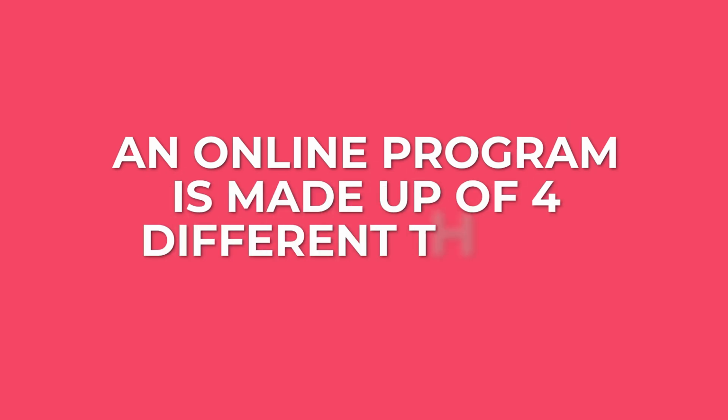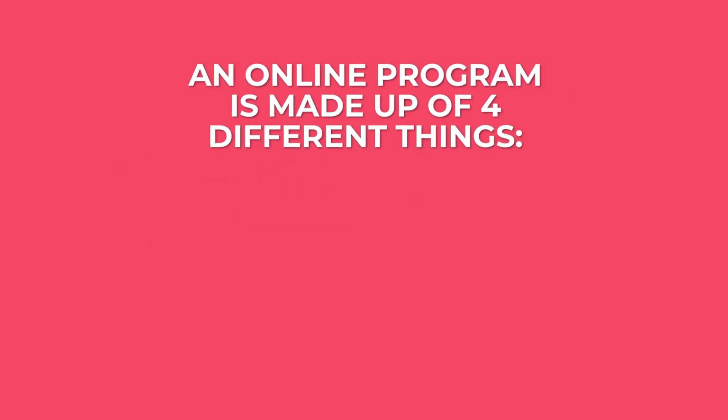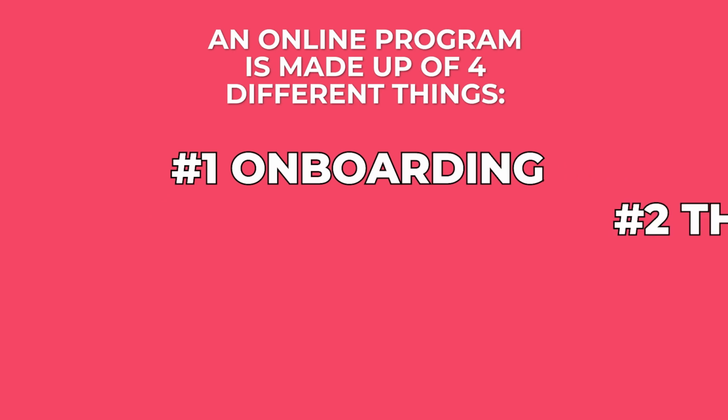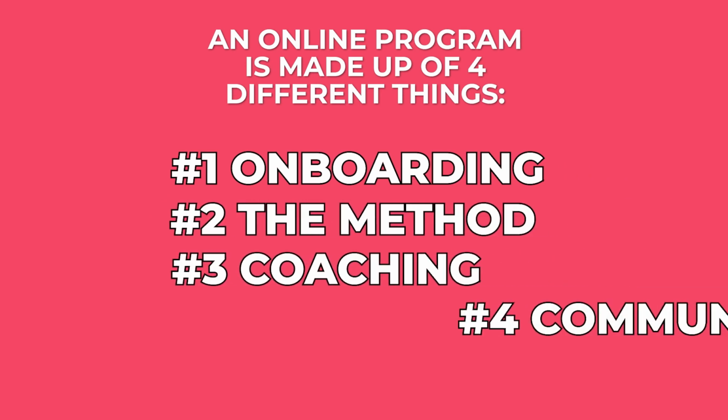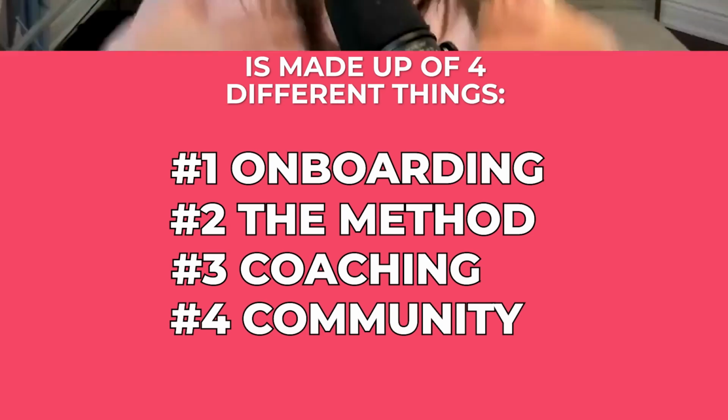So, an online program is made up of 4 different things. Number 1, onboarding. Number 2, the method. Number 3, coaching. And number 4, community. And so, when you enroll a client into your online program, they are enrolling into an offering. You have created an offering that includes these 4 elements.